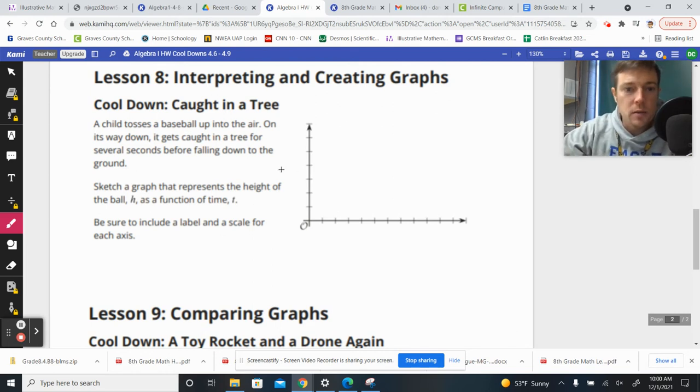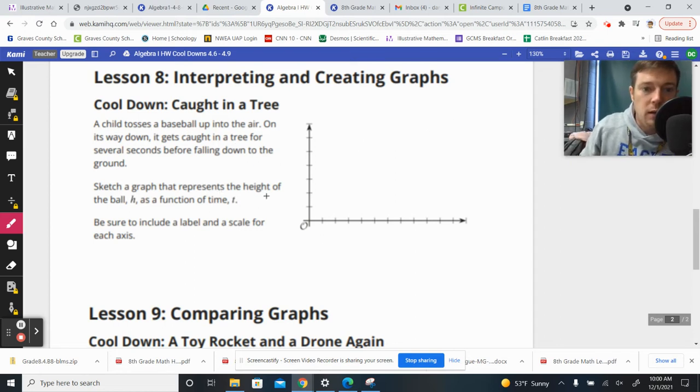Interpreting and creating these graphs of functions that match a story. A child tosses a baseball up into the air, and on its way down, it gets caught in a tree for several seconds before falling down to the ground. We need to sketch a graph that represents the height of the ball h as a function of time t. So let's start there with our graph.